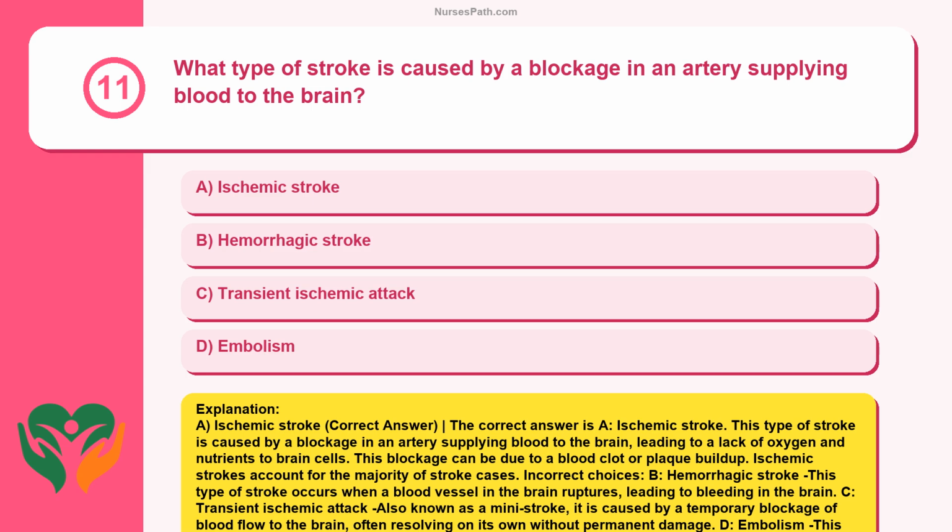Ischemic strokes account for the majority of stroke cases. Incorrect choices: B. Hemorrhagic stroke. This type of stroke occurs when a blood vessel in the brain ruptures, leading to bleeding in the brain. C. Transient ischemic attack, also known as a mini-stroke. It is caused by a temporary blockage of blood flow to the brain, often resolving on its own without permanent damage. D. Embolism. This refers to a condition where a blood clot or other foreign material travels through the bloodstream and blocks a blood vessel in the brain.